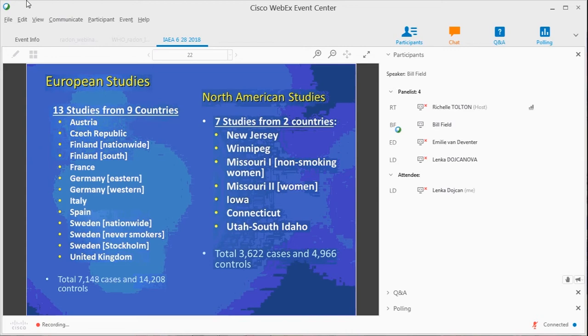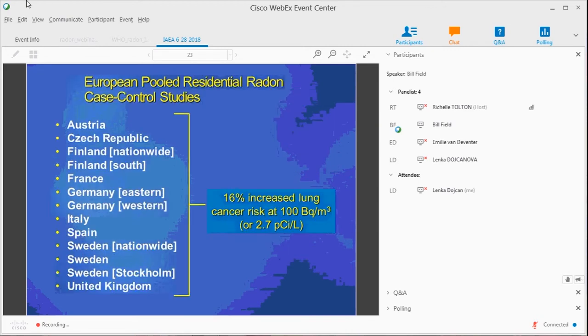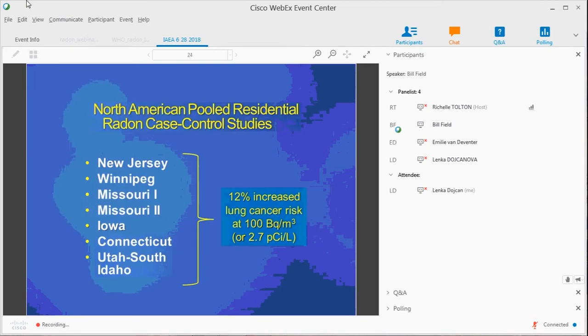And the pooling showed that even at 100 becquerels per cubic meter, or 2.7 picocuries per liter, you're seeing an increased lung cancer risk. So the 2.7 is certainly below the EPA's action level, below a lot of standards or guidelines for the member countries. And then that was pretty much confirmed and supported by the findings of the North American studies showing a fairly substantial increased risk at 100 becquerels per cubic meter. They weren't aware of these studies, and these studies' findings really coincide pretty well with the projections from the miner studies.